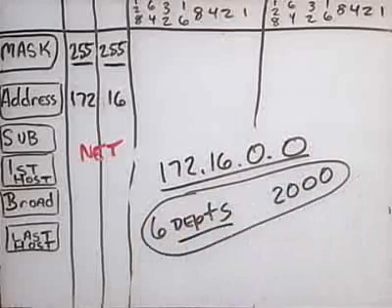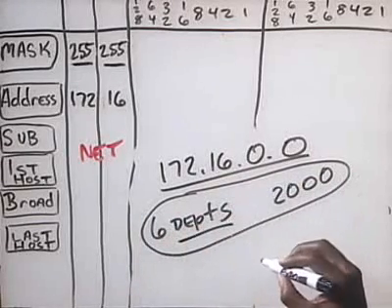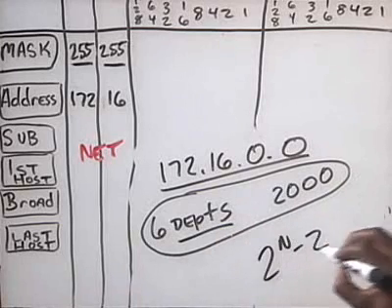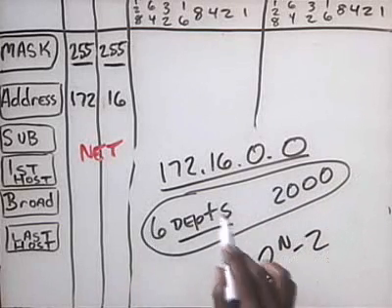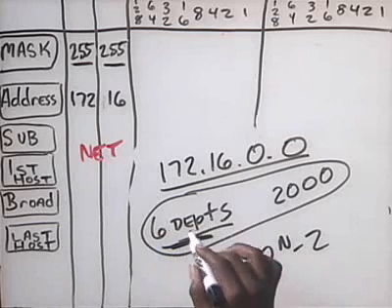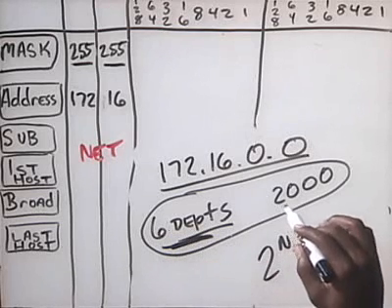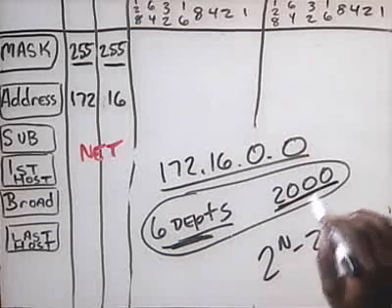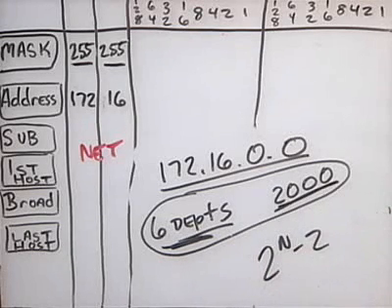meet these customer requirements. Remember, what we'll use is the 2 to the nth minus 2 rule to determine how to come up with enough bits in the subnet mask for the 6 departments and how many bits to use for the hosts. So let's take a look at that.